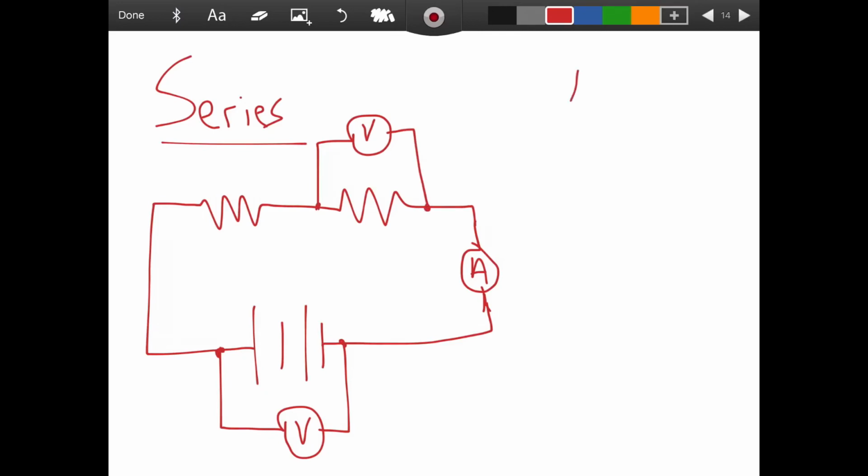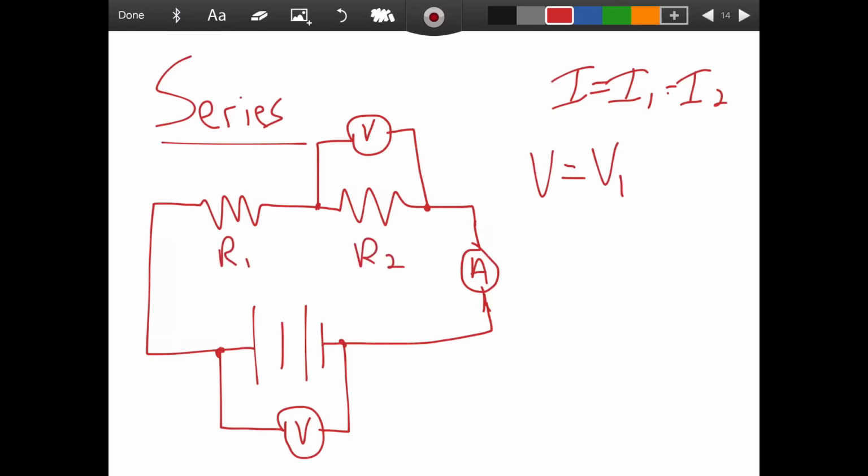Remember, like I said, the current is the same no matter where we are. The voltage will be different. So the voltage of the battery is going to be equal to the voltage across R1 plus the voltage across R2. They'll add up to the voltage of the battery. And the total resistance, or equivalent resistance, is equal to R1 plus R2. Remember, an ammeter is always connected in series, a voltmeter is always connected in parallel.